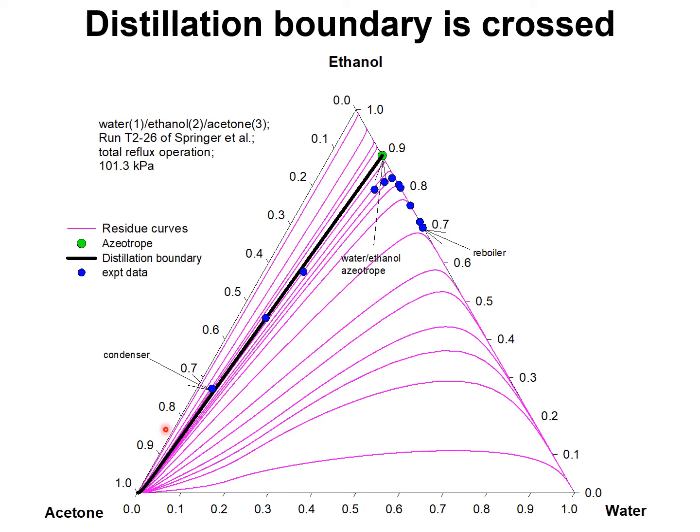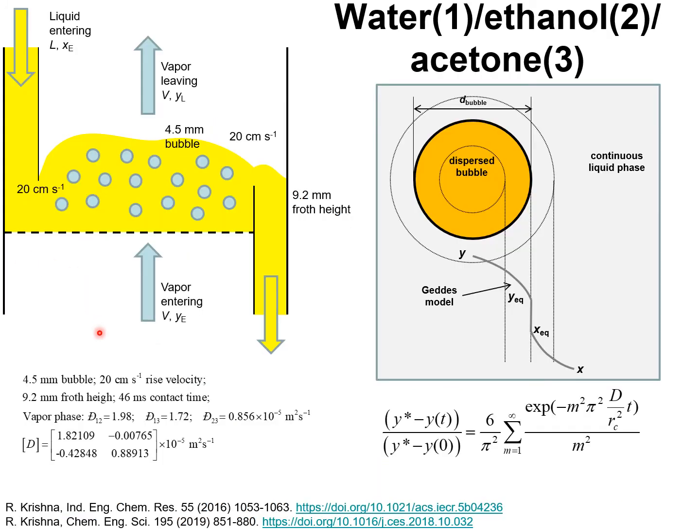This boundary crossing needs further examination and elucidation. In order to rationalize the boundary crossing phenomena observed in the Springer experiments, let us construct a simple model of the distillation operations.